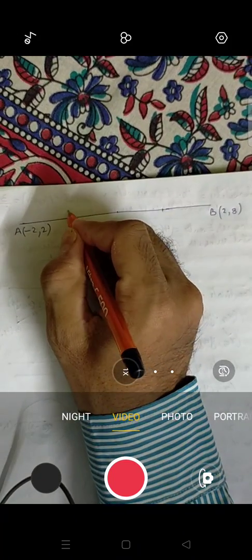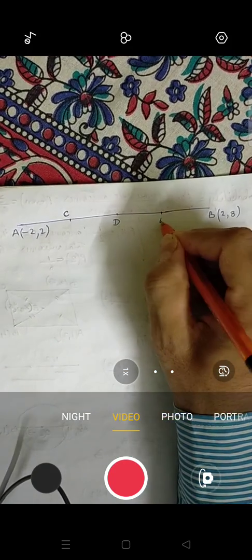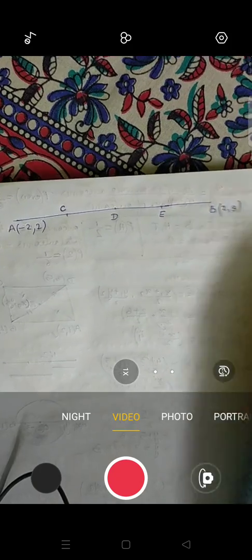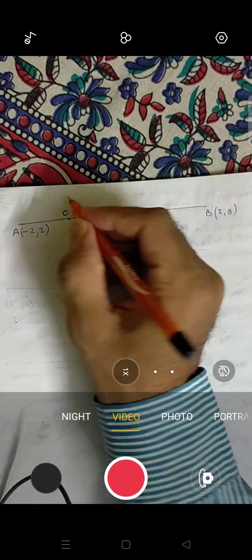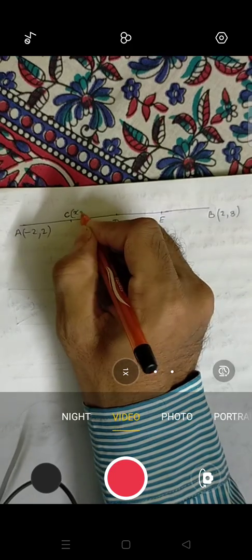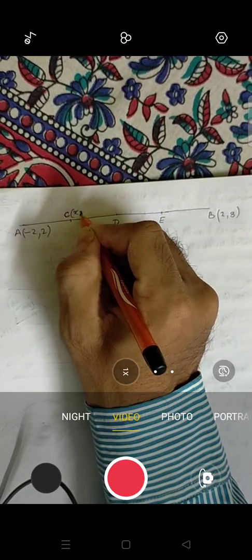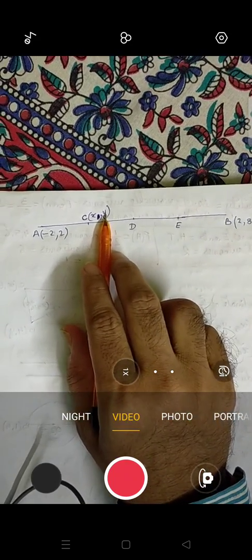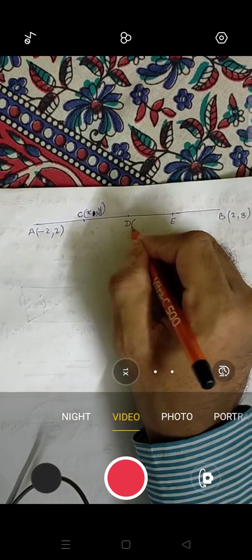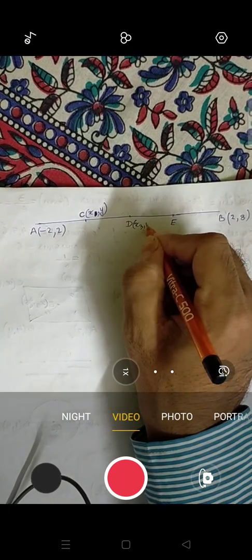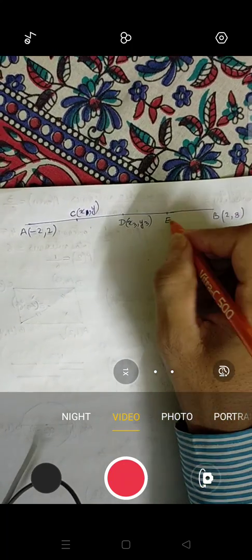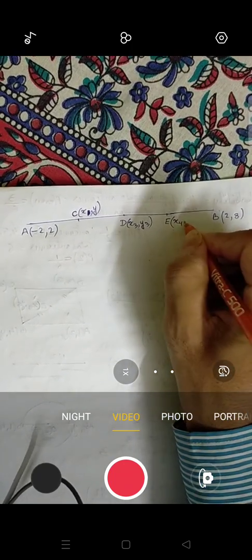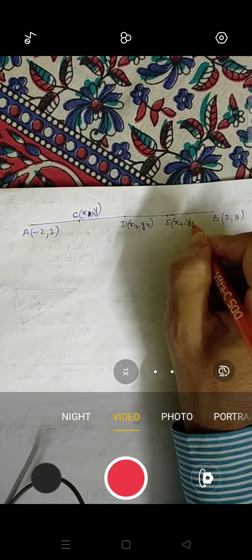Now I am taking this one as C, this one as D and this one as E. Now this C, I'll be taking as x1 comma y1. This one I will take as x3 comma y3, and this one I will take as x4 comma y4. Any problem?